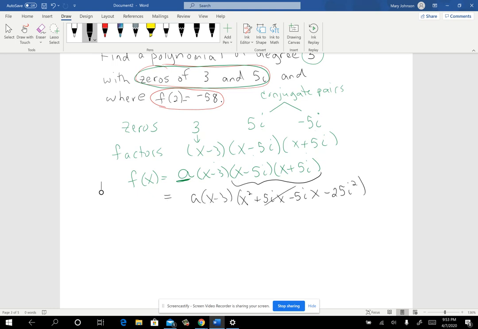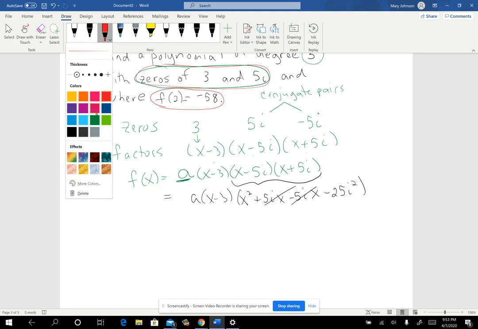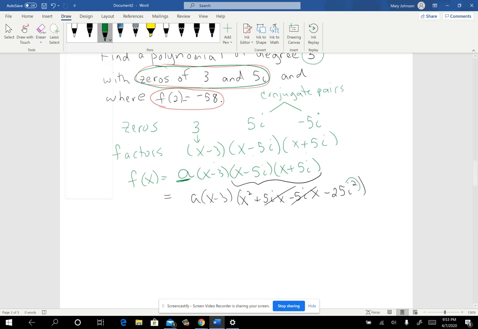So I'm going to finish simplifying and see how the i's cancel out there. And then the i squared right here, this i squared can be replaced with a negative 1. And don't forget you're multiplying at that point. So this becomes x squared minus 25 times negative 1 would be plus 25. Okay, so we get to there.